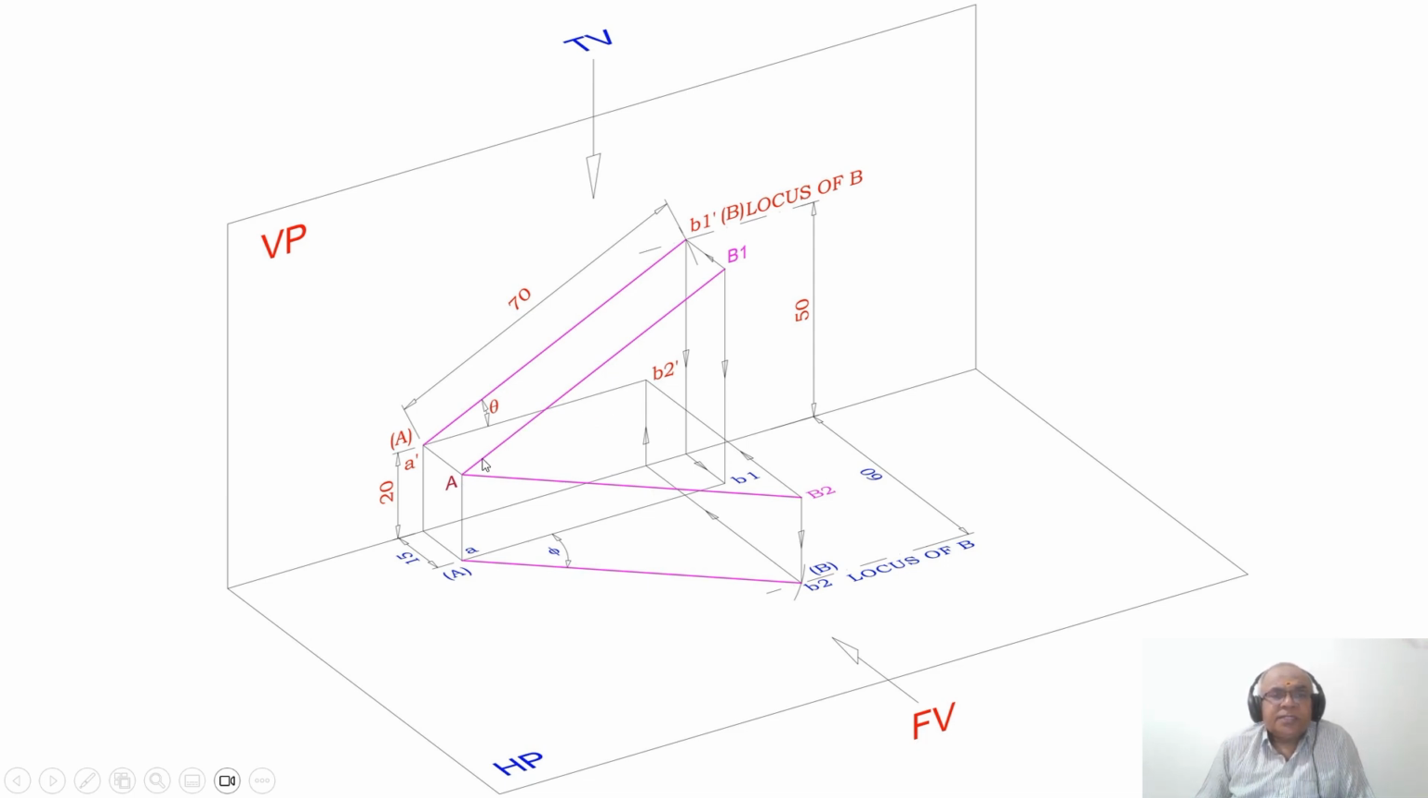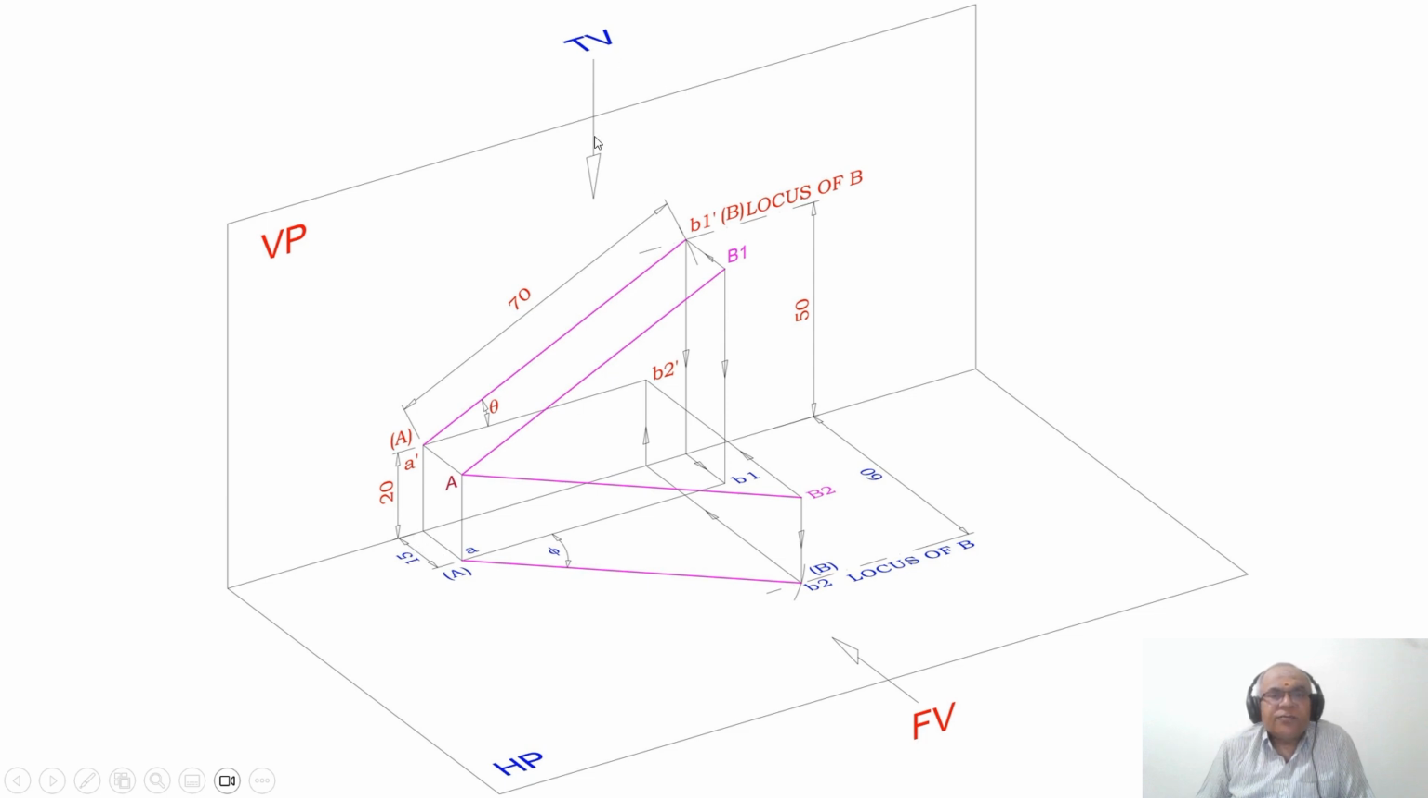You know that this is the true length in the vertical plane. Why is this the true length in the vertical plane? Because it is parallel to VP. Where you can see the line parallel to VP, you can see it in the top view. That means both capital A and capital B1 are in front of VP by 15 mm distance. But you know that 15 mm in front of VP is known.